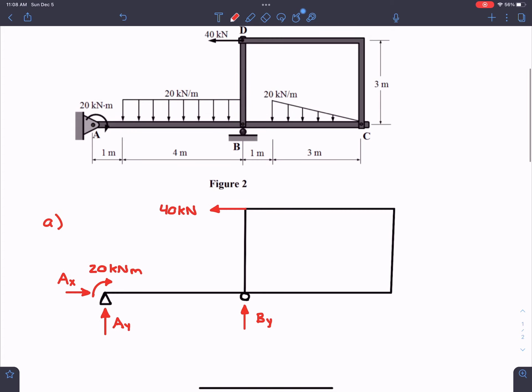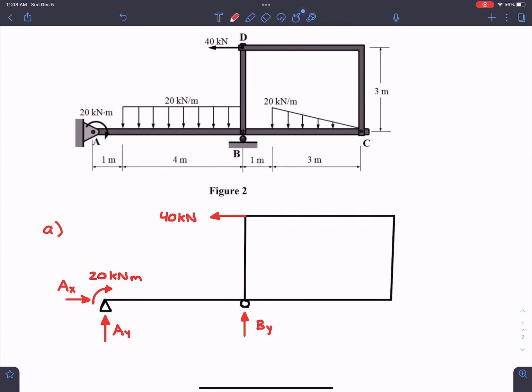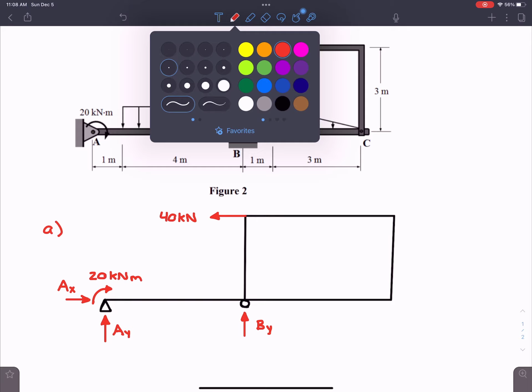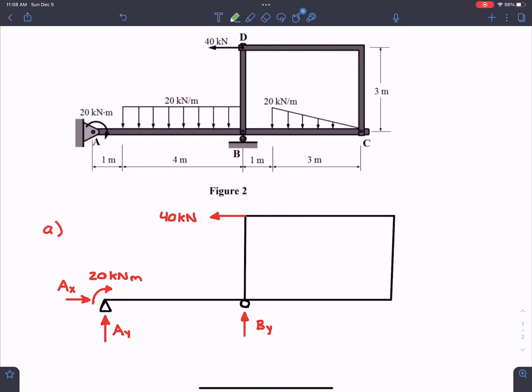And the reason why I did it last is because a lot of students ask me, Clayton, how do I put a distributed load in a diagram? Well, I'm going to show you what I do, but there really is no wrong answer as long as it's clear to the marker what exactly you did.